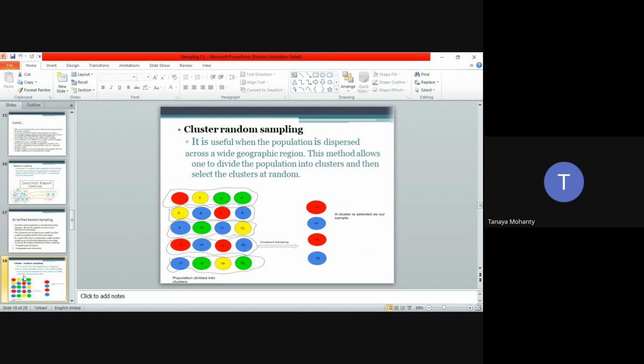The next is cluster sampling. Cluster sampling is used when a particular population is dispersed widely across a geographical region. This method allows one to divide the population into clusters and then select the clusters at random. Say, for example, if you look into a village scenario, you have different caste categories.